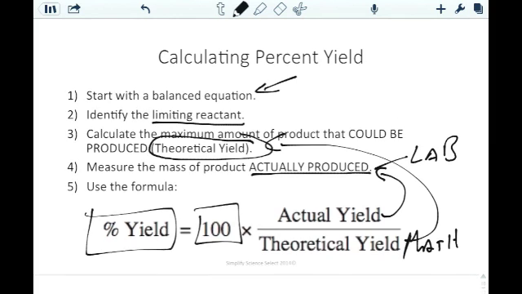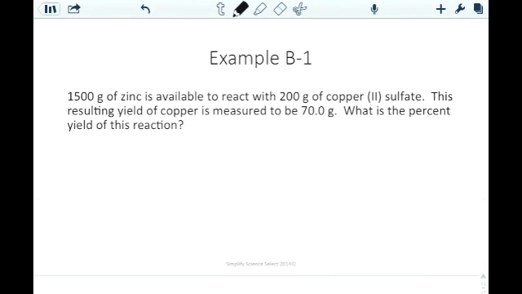So let's go ahead and jump into an example. It says, example B1, 1,500 grams of zinc is available to react with 200 grams of copper(II) sulfate. The resulting yield of copper is measured to be, so this is what we actually measure. What is the percent yield of the reaction? So remember, we have our actual, because it says the resulting yield of copper is measured to be, so that's what we actually have. That's our actual yield. The only thing we need is our theoretical yield. So we need to calculate what our theoretical yield is, and we do that by starting with our limiting reactant. So on this, we have to find our limiting reactant.